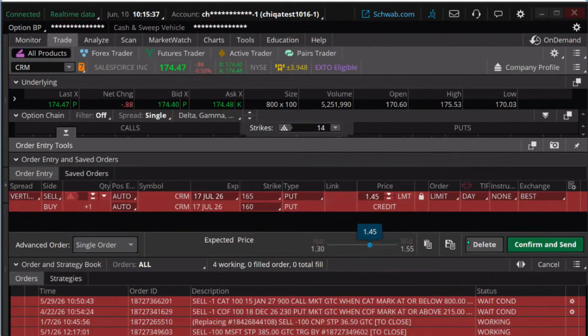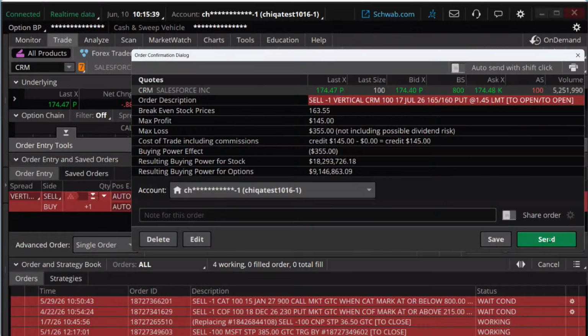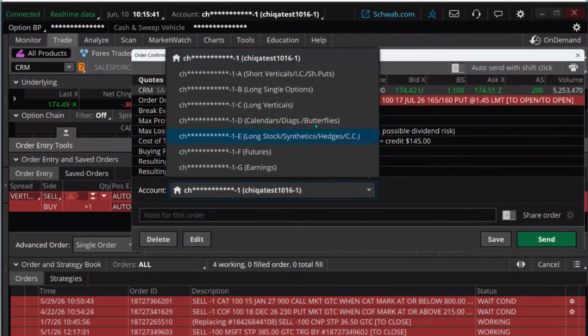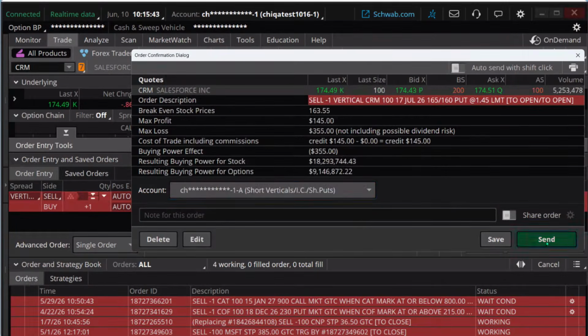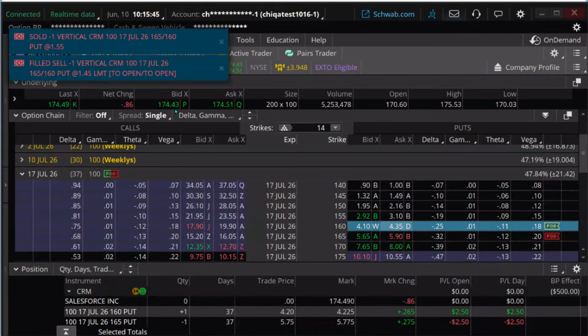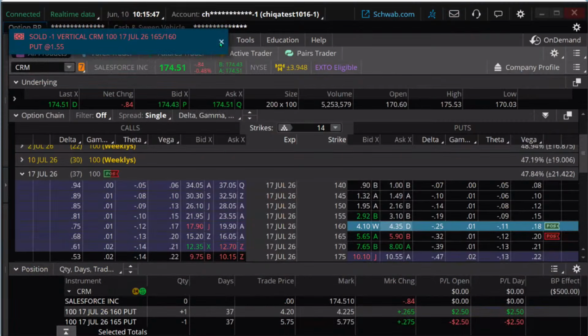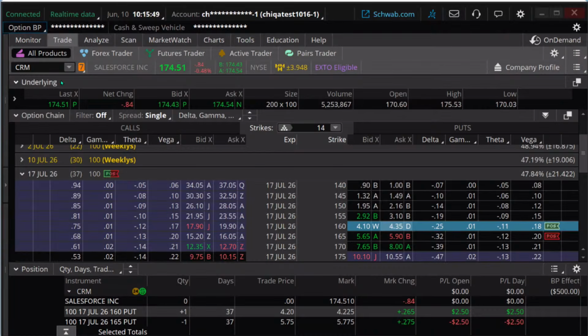So I'm going to move this down just a little bit. I'm going to confirm and send, and we're going to put this in our short verticals category here. Send. Okay, we just sent that. We now have a short vertical on this. Now I'm going to stick with the same stock and talk about a long vertical. And then we'll compare the two and talk about pros and cons on these.